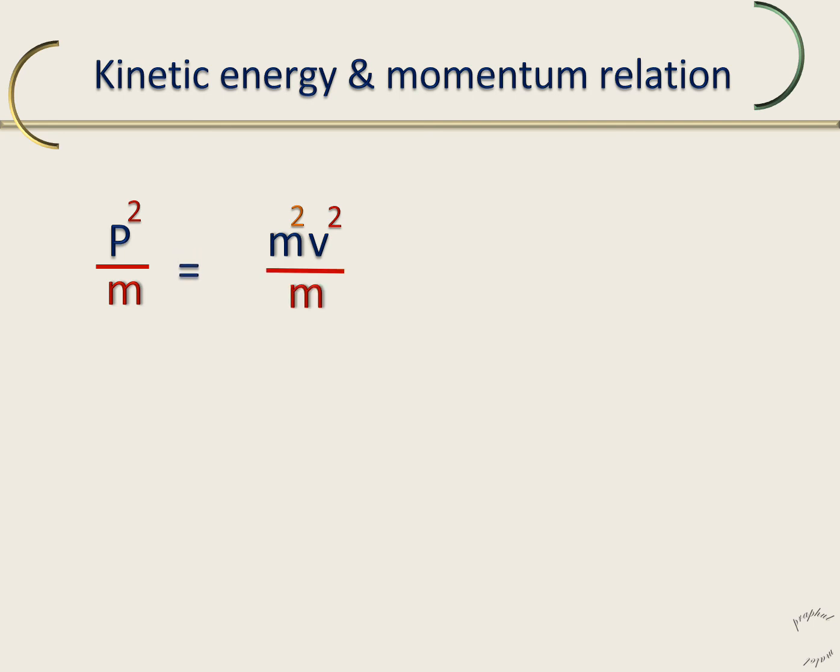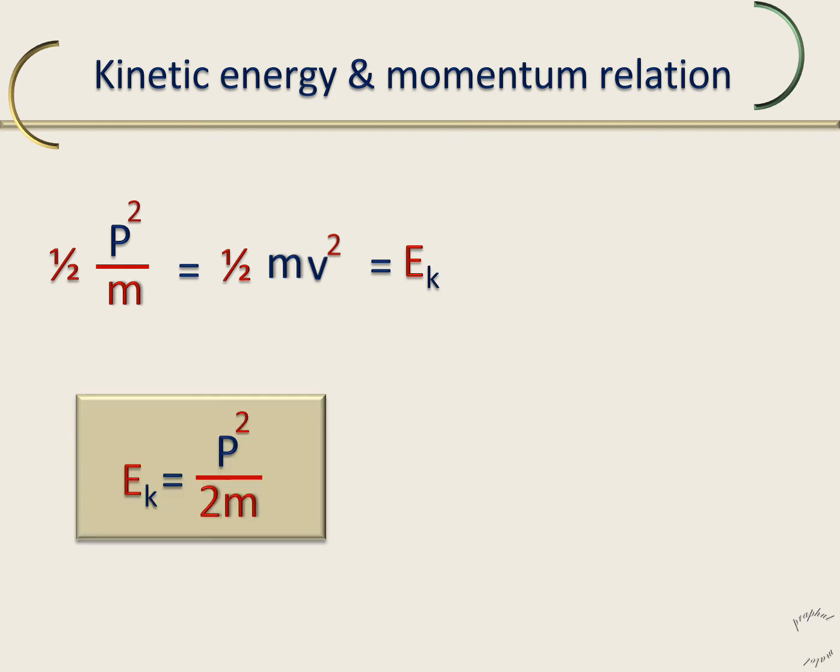So on the right hand side, what happens is there's m square on the top and m in the bottom, the denominator. So one of the mass will get cancelled and you get mv square. Still, we didn't get kinetic energy, it's half mv square. I want a half. So what I'm doing is multiplying by half on both sides. And the equation will be still the same. This is the equation for kinetic energy.